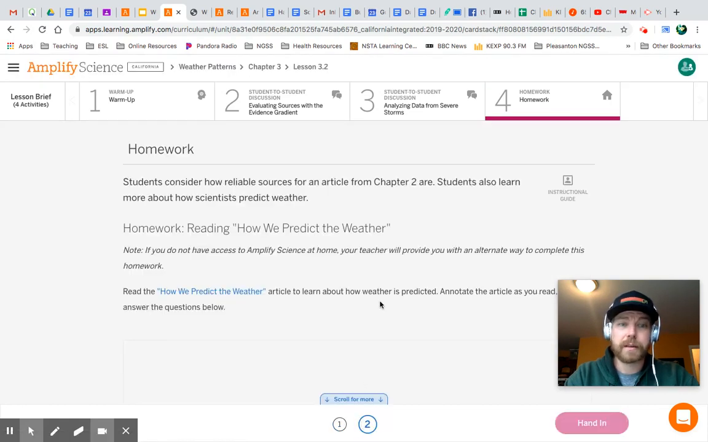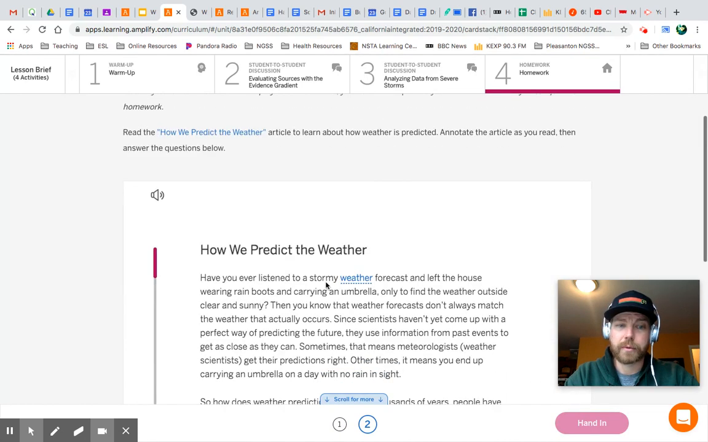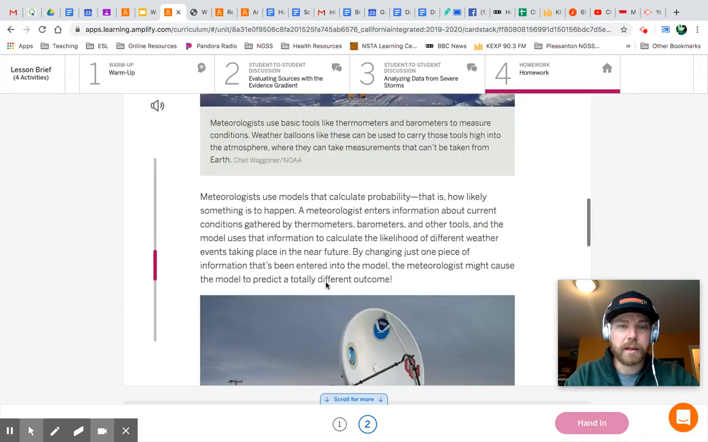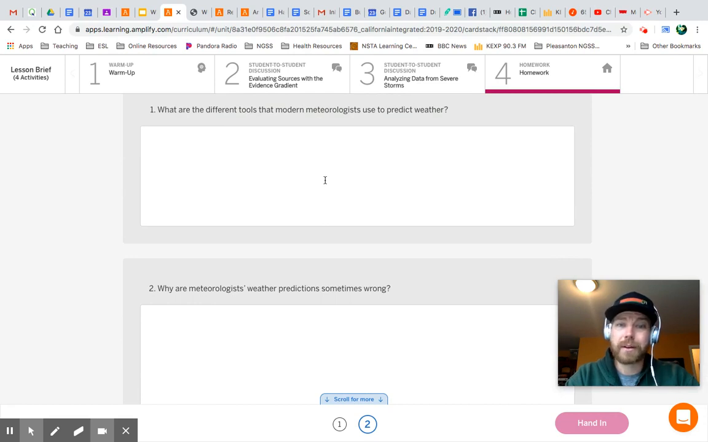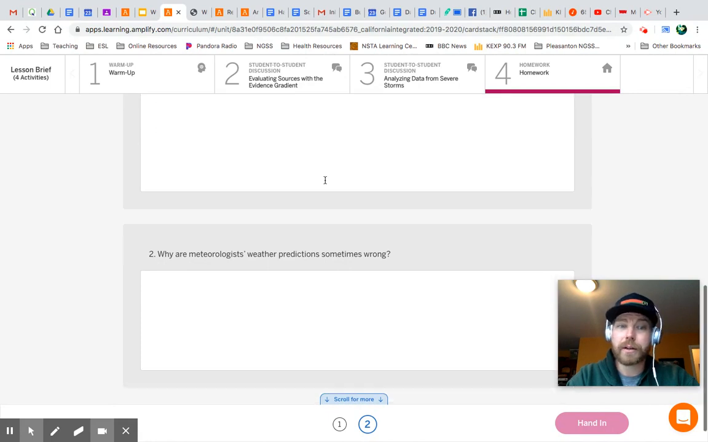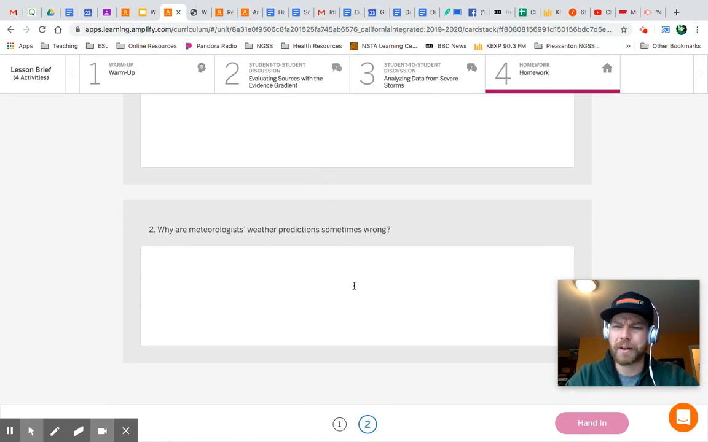And then the second thing is this reading that we have, how we predict the weather. And you're going to read this article, pretty short, and answer a couple questions down at the bottom here. Different tools that modern meteorologists use to predict the weather, and why are meteorologists' weather predictions sometimes wrong? I'm sure we've all noticed that before and experienced that before. It's not that they're bad at their job, it's something else. So look forward to reading your responses there, and we'll talk more about that next time we meet. So until next time.